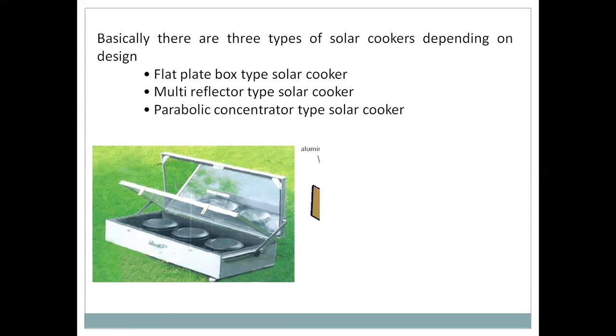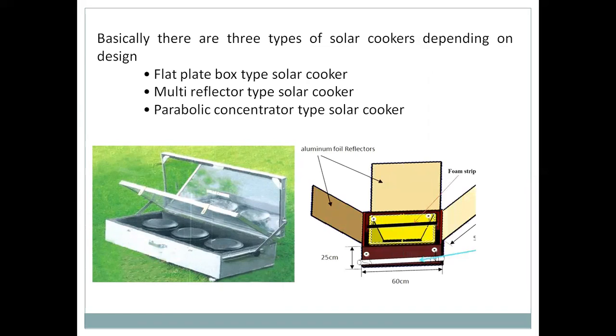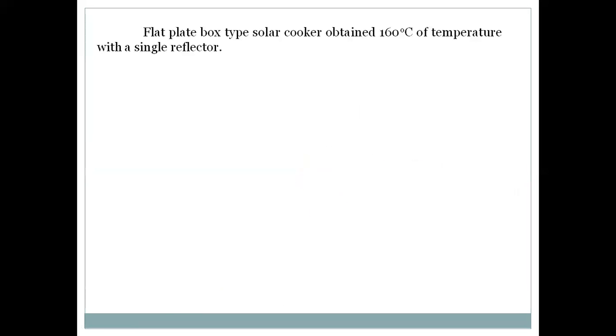And the second one is the multiple reflector solar cooker. Of course, these are the reflectors. When the sun's radiation is incident on these reflectors, it is reflected and goes inside the box, so that the temperature of the solar cooker increases and the cooking time decreases. And the third one is the parabolic concentrator solar cooker. It produces a high temperature, so the cooking time is greatly reduced.